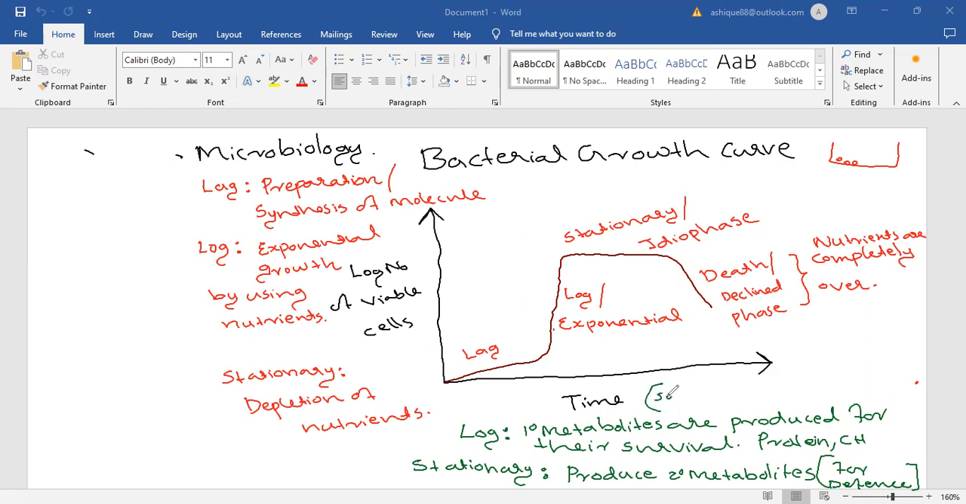In the case of primary metabolites, their synthesis starts in the lag phase. During lag phase, their synthesis will be starting. Okay.